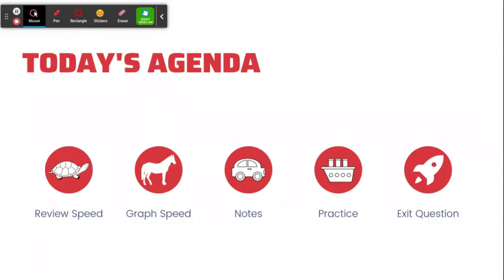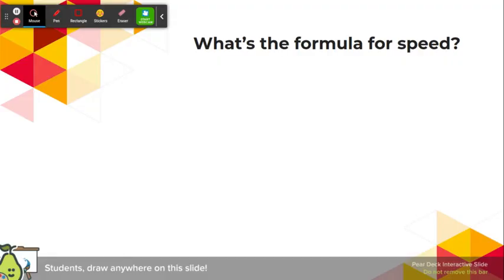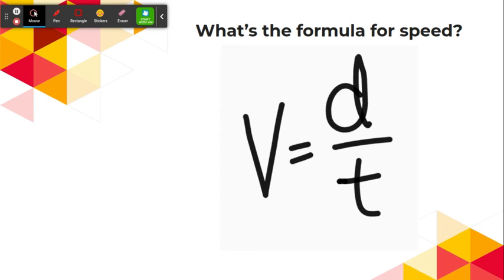Here's something else that we also need to remember for what we're going to do today. The formula for speed. Remember, there are 2 things needed to calculate the speed of an object. We need distance and time. So for the formula, we just divide distance and time to get speed.